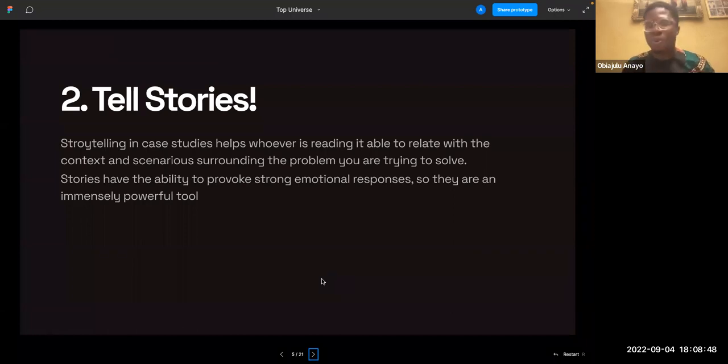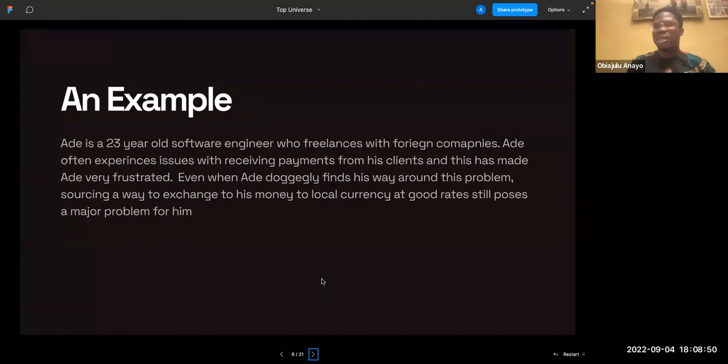So for example, let me give you an example of storytelling. Maybe in the introduction to my case study, I'm trying to give a story. So I say Ade is a 23-year-old software engineer who freelances with foreign companies. Ade often experiences issues with receiving payment from his clients, and this has made Ade very frustrated. Even when Ade doggedly finds a way around this problem, sourcing a way to exchange his money to local currency at good rates still poses a major problem for him.